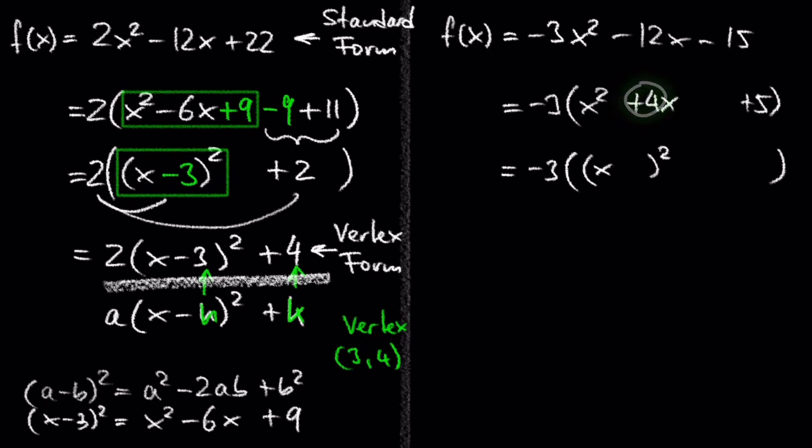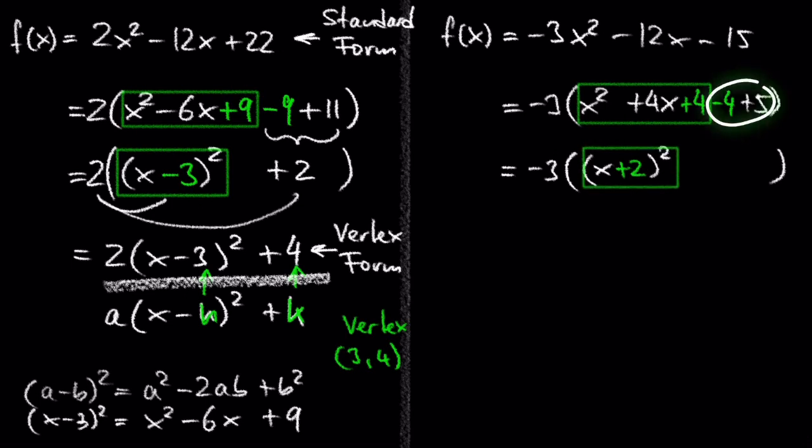Four divided by 2 is 2, and 2 squared is 4. Negative 4 plus 5 is 1.